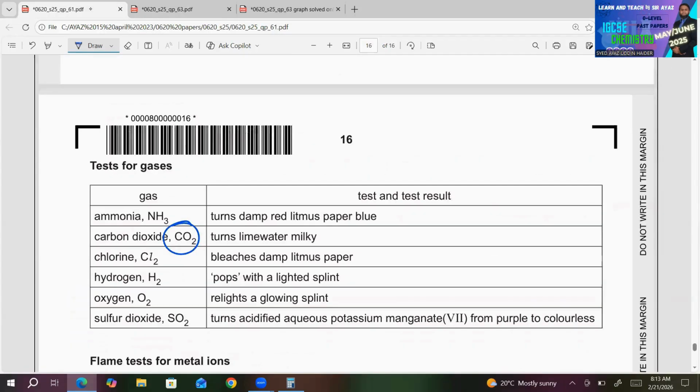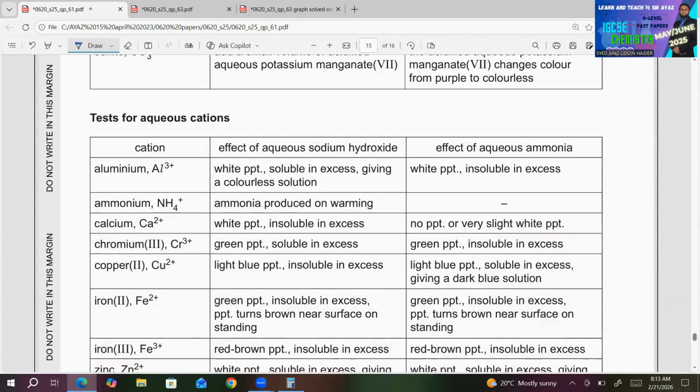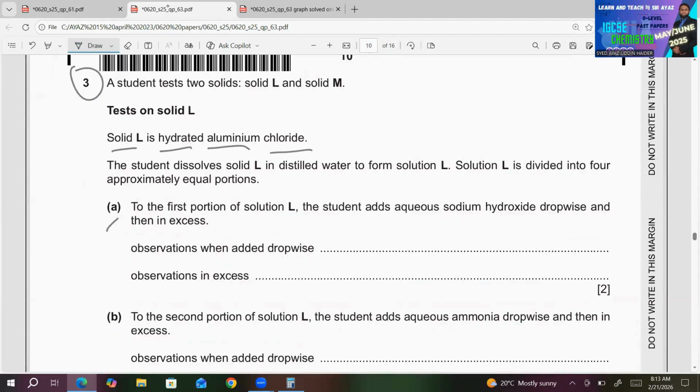For this one, we need to look at the qualitative analysis list, at the test for the cations. We have aluminum ion here. With sodium hydroxide, we'll get a white precipitate, which is soluble in excess. So we'll write white precipitate. What about the observation in excess? Soluble.